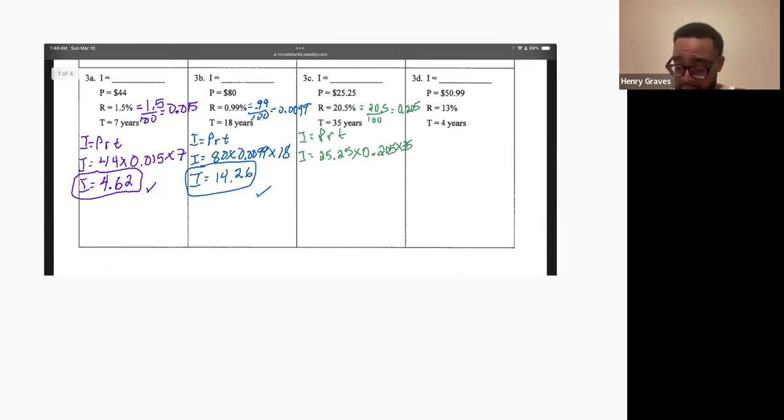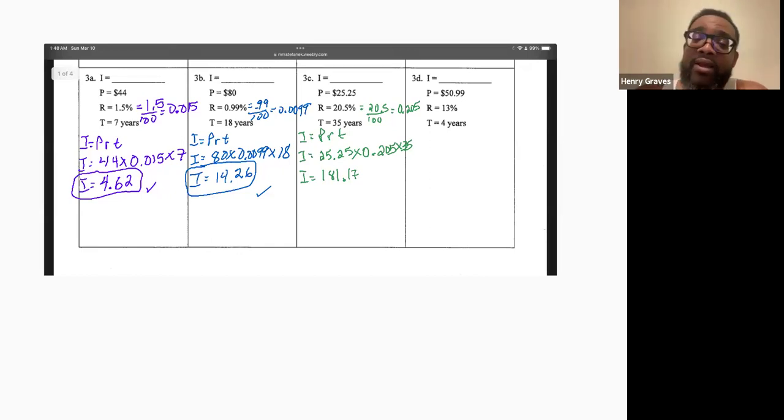25.25 times 0.205 times 35. Man, that's a lot of money. Whew, that's crazy. Because his interest rate is so high, he's going to end up paying $181.17 in interest. So this dude's going to pay back over $200, and he only needed to borrow 25 bucks. That is tough. That is rough.